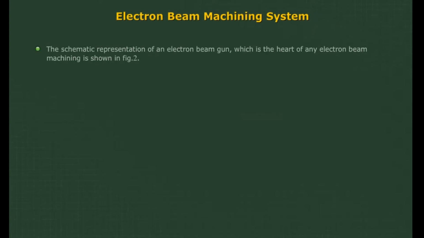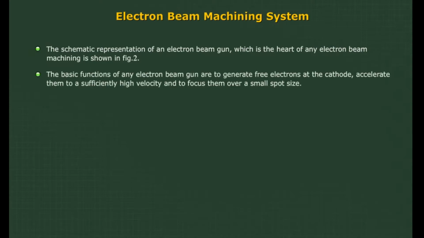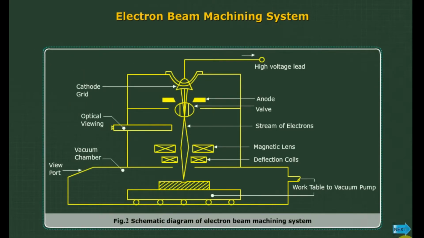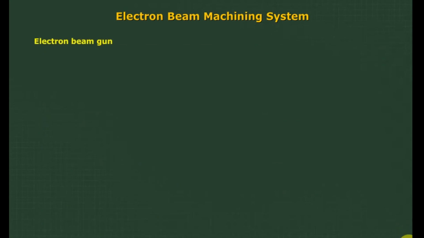Electron beam machining system. The schematic representation of an electron beam gun, which is the heart of any electron beam machining, is shown in figure 2. The basic functions of any electron beam gun are to generate free electrons at the cathode, accelerate them to a sufficiently high velocity, and focus them over a small spot size. There are three important elements of the EBM system: electron beam gun, vacuum system, power supply. One. Electron beam gun.